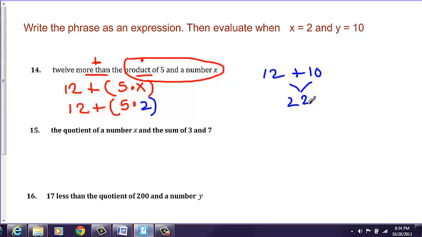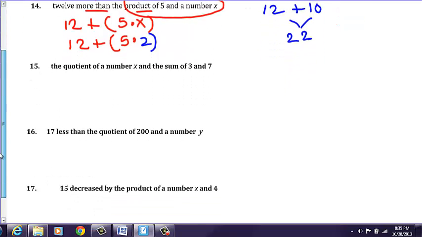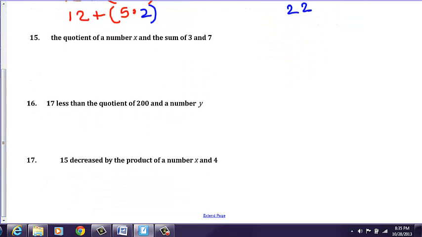I want you to use the same way. Make sure that you see what the operations are and then write the phrase and then evaluate it for the rest of the 3 problems on this page.